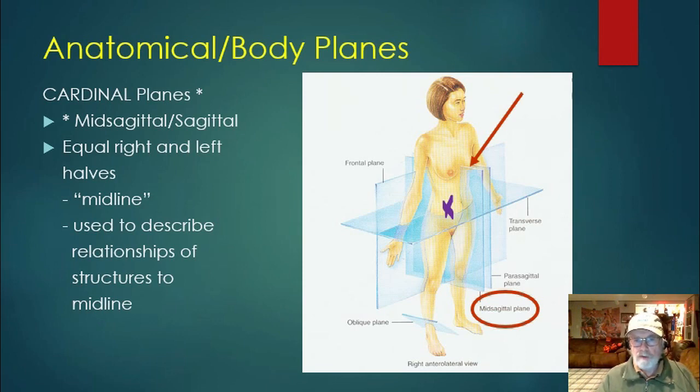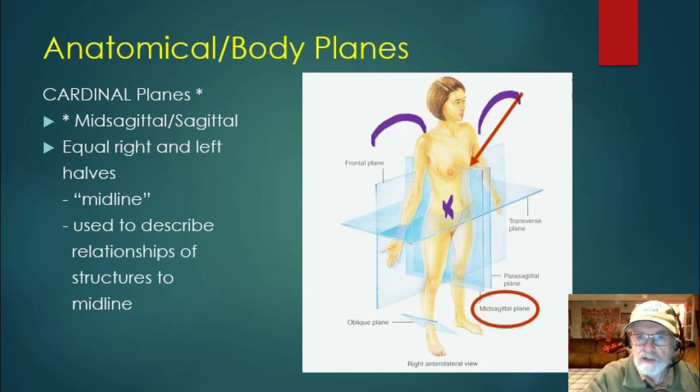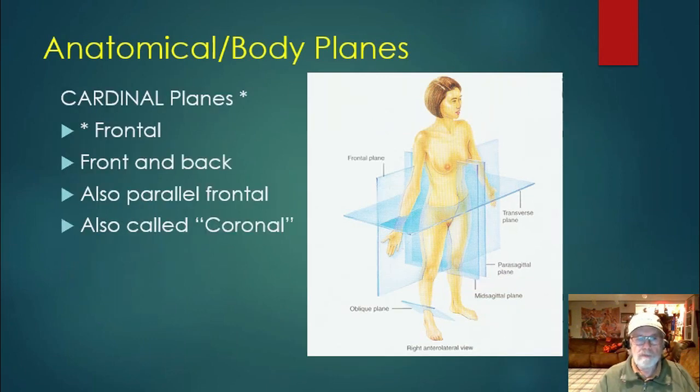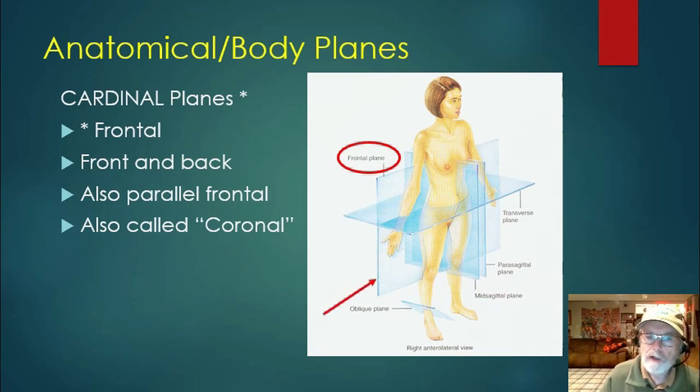It goes from front to back and divides the body into a right side and a left side, right down the middle of the body. And that middle portion of the body we call the midline. Okay, that should be easy to remember. The second plane we have is called the frontal plane. Okay, and here's the frontal plane.